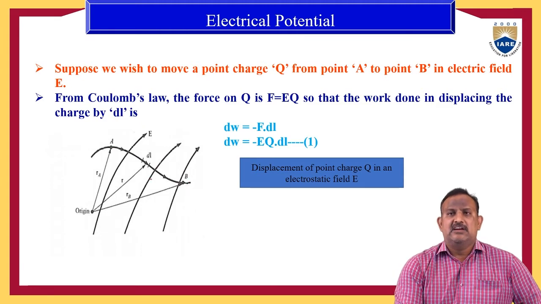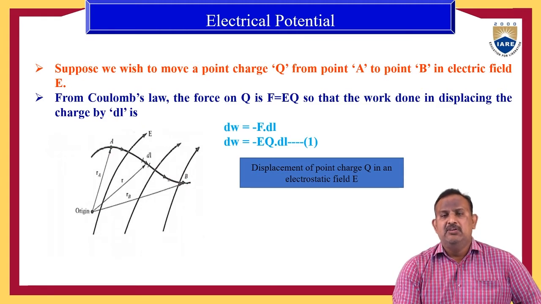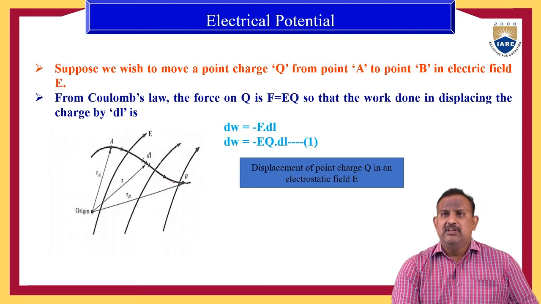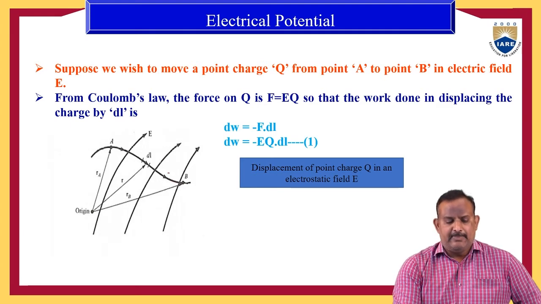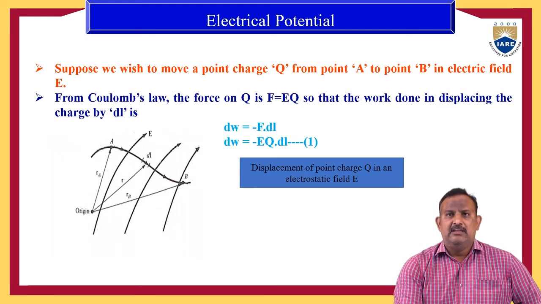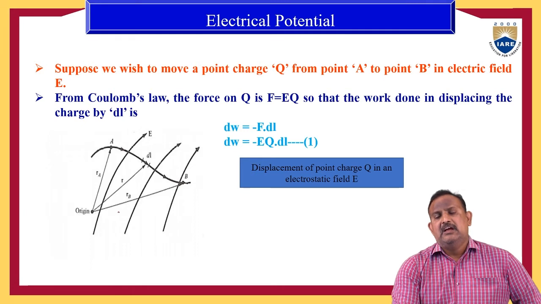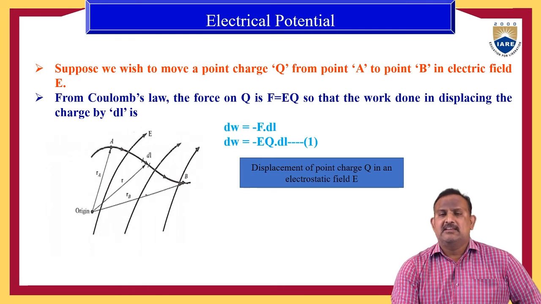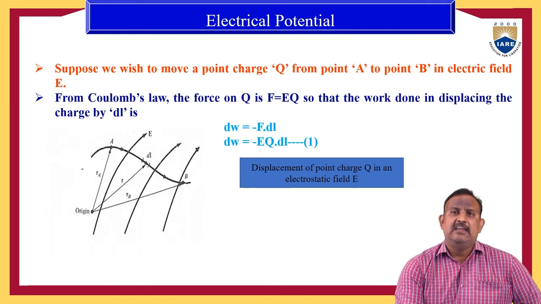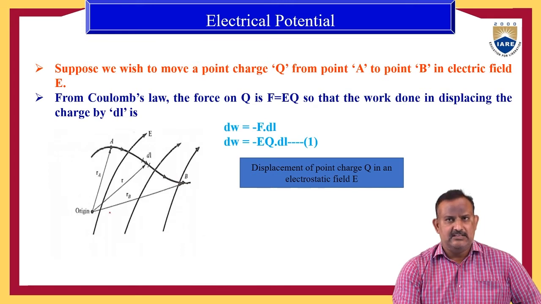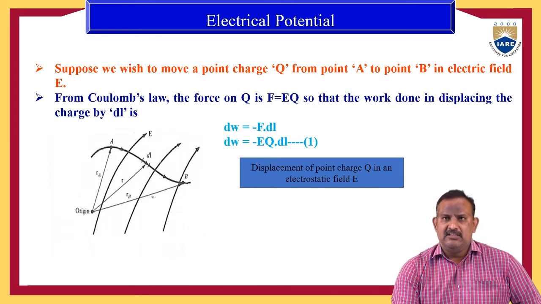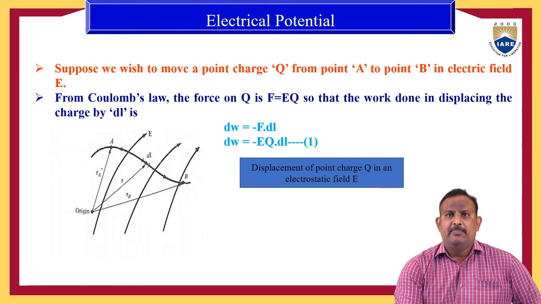To move a point charge from point A to point B, we need to apply some force or do some work. Here point A is located at a distance of RA from the origin and point B is located at a distance of RB from the origin. We can assume RA and RB are the position vectors of point A and point B from the origin.